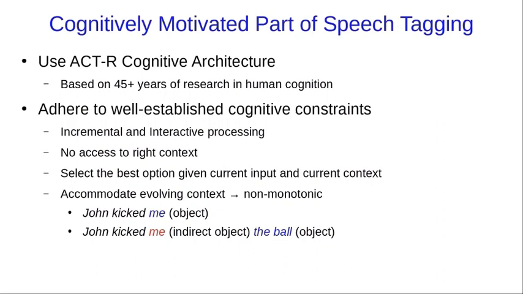For example, given the input John kicked me, the word me is recognized as the object of kicked. On the other hand, if the expression continues as John kicked me the ball, the word me is no longer the object, it is the indirect object, with the ball being the object, and the processing mechanism is capable of accommodating this.